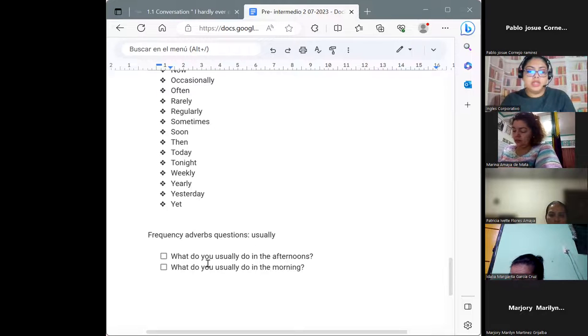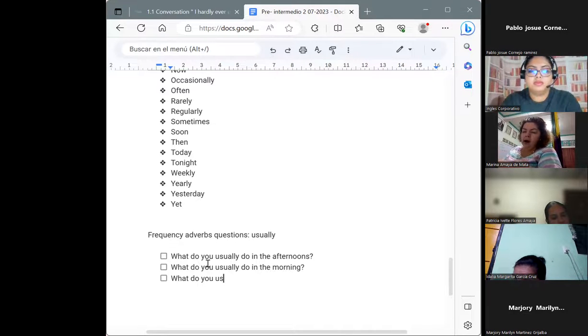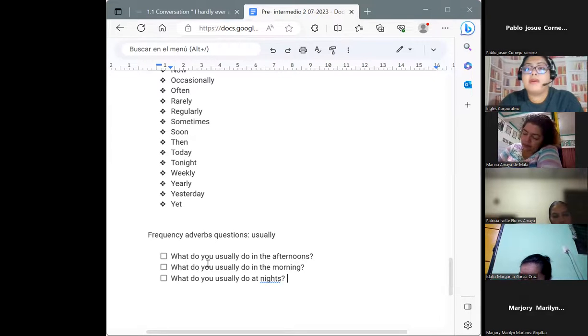Next one. What do you usually do at night? ¿Qué hacen usualmente por las noches? Oh, I usually watch a movie. I usually help my children with the homework. I usually cook dinner. I usually read a book. I usually drink a cup of tea and relax. Different things that we can answer. Next one. What do you usually do during the weekends?